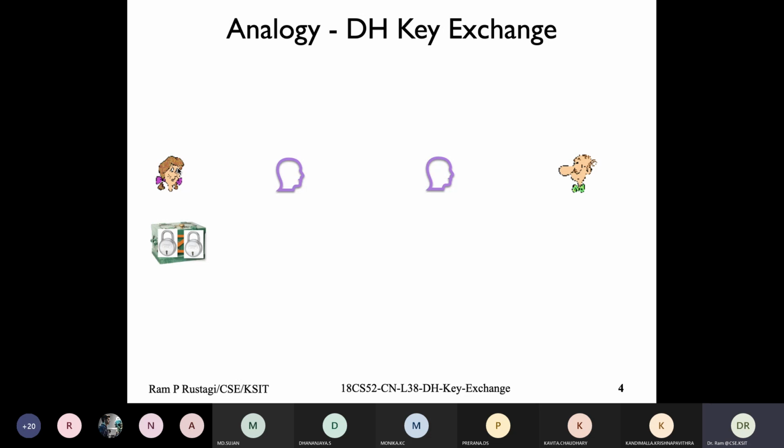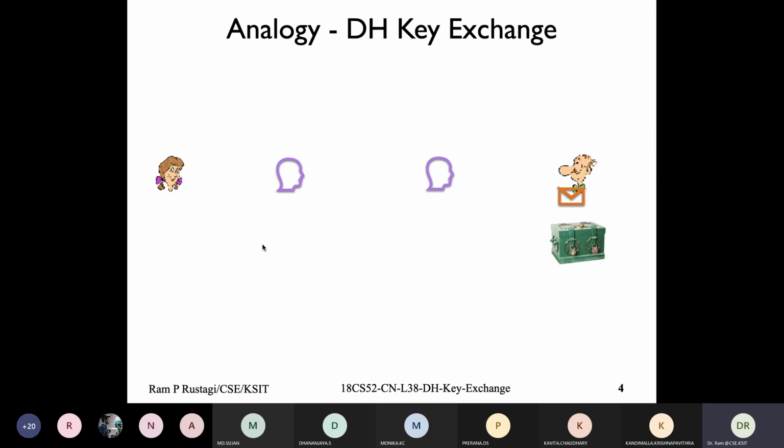Now Alice can remove only her lock, but Alice cannot remove Bob's lock because Alice doesn't have the key to Bob's lock. So Alice removes her lock and sends the box back. Person 1, person 2, it comes to Bob. Bob has the key of this lock. Bob removes the lock, gets the key, and now Alice and Bob have agreed upon a key.